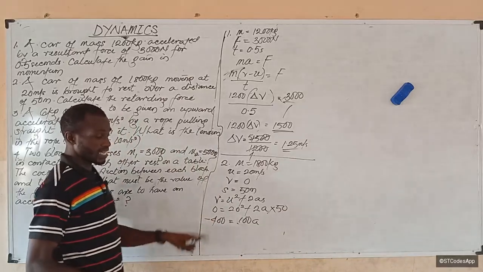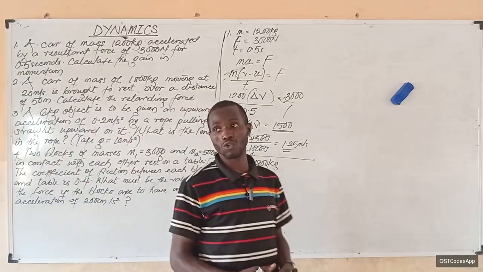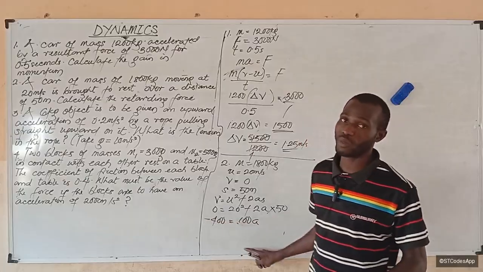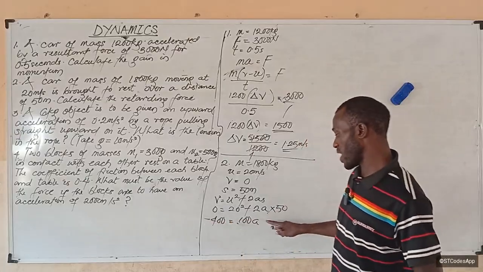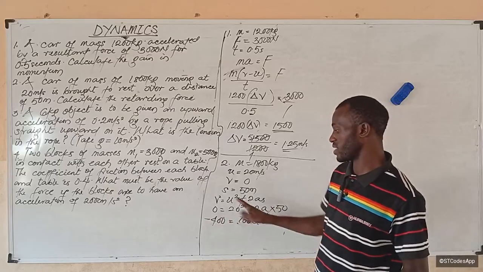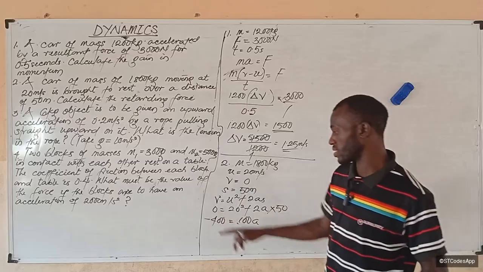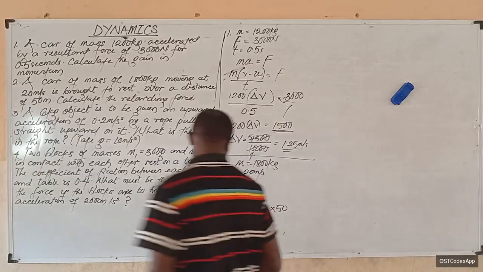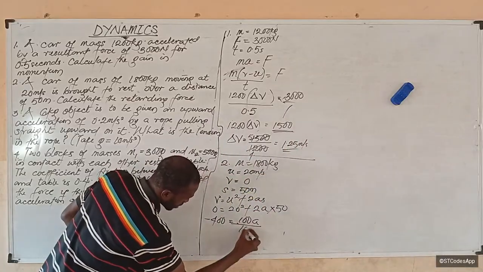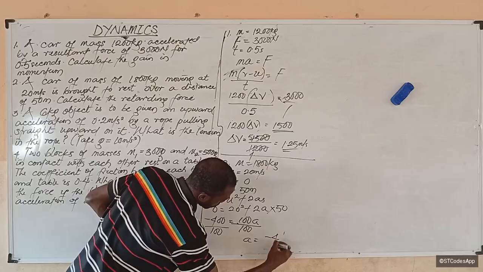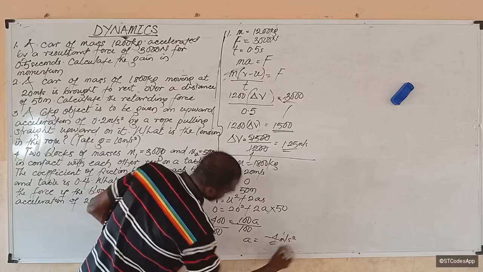Now why does it become negative? It is to show you that the body is retarding, is coming to rest. If the body were accelerating, a would be positive, but if a is negative, we've discussed that in kinematics, then it is retardation. So here we divide both sides by 100, and a becomes minus 4 meters per second squared.